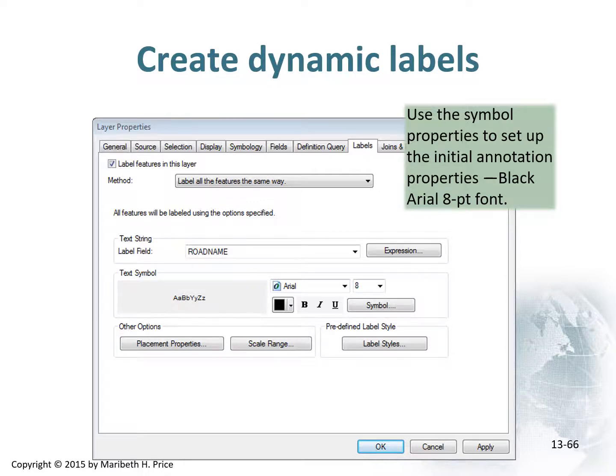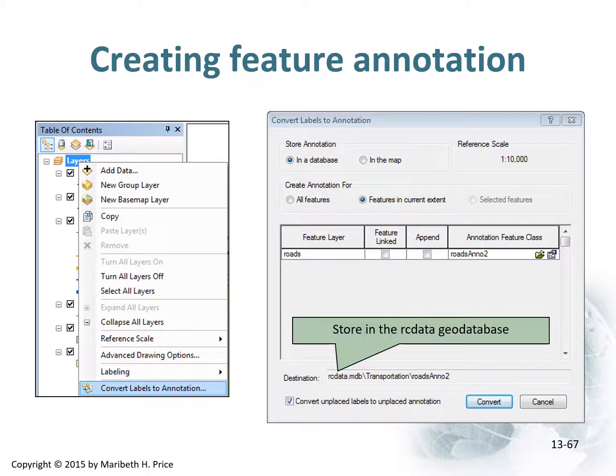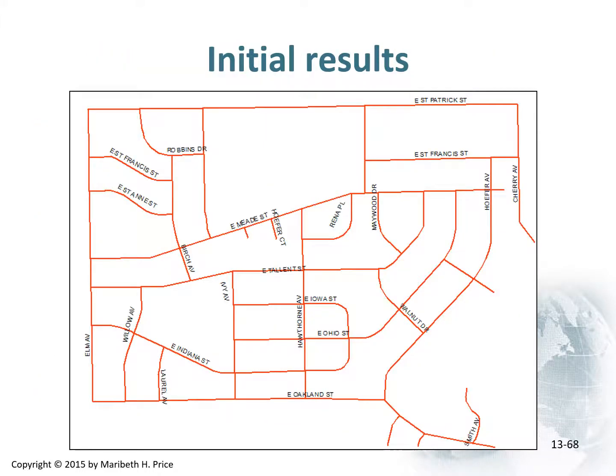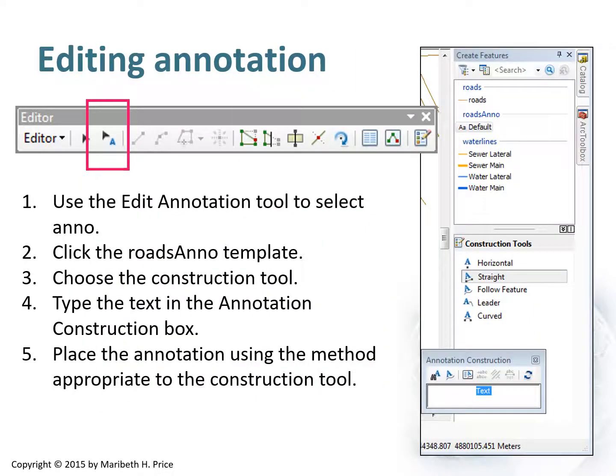So the first thing you do is go into your layer properties and create dynamic labels. And then you go into your table of contents and you go down to convert labels to annotation. And so initially you would get something that looks kind of like this. Now you can edit it in Editor, right next to the little black arrow key. There's one with an A under it. This edits annotation. You can click on the roads template and choose the construction tool and type in the text and do whatever you need to do.